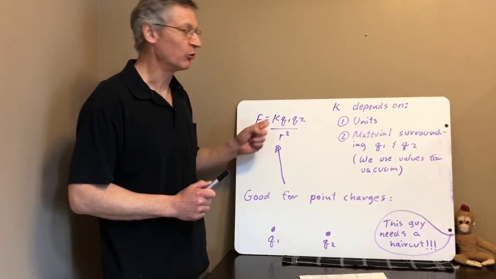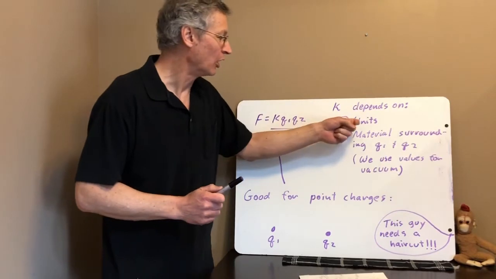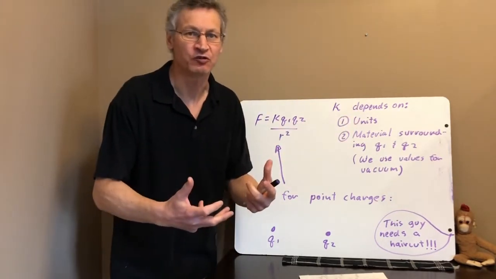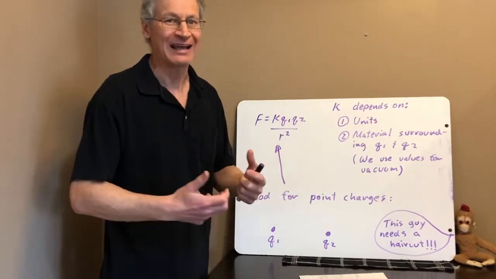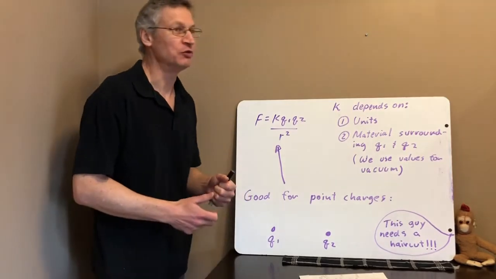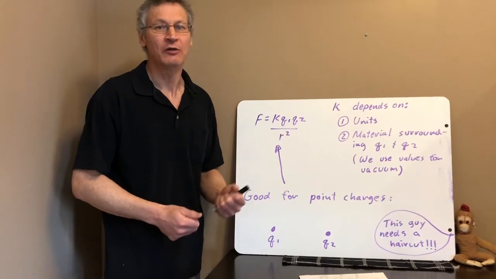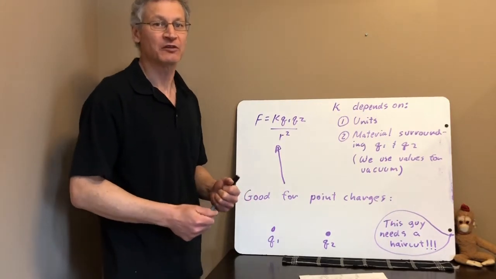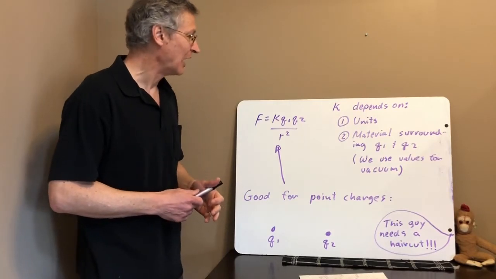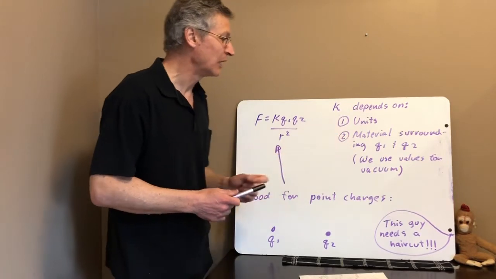And we're talking about K, and you should realize that K depends on units. And you know that already. You know that if you're using the big units of charge, coulombs, K is equal to the big number, 9 times 10 to the 9th. If you're using the small units of charge, elementary charges, K is equal to the small number, 2.3 times 10 to the minus 28.